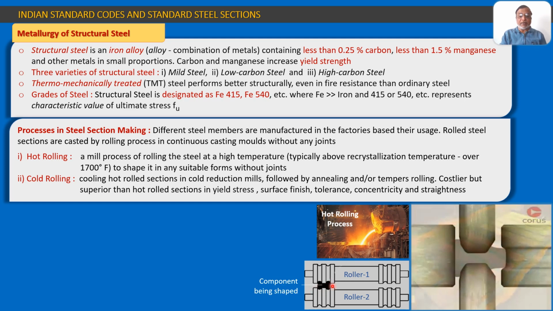Here, in between the two rollers, we find the component being shaped. So when the rollers roll and this component material passes, it will acquire the shape of the section which we desire. So in this way, this rolling process goes on. Now, here we see a video in which we will be seeing the process of rolling.